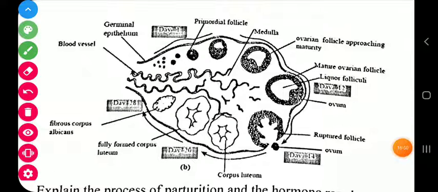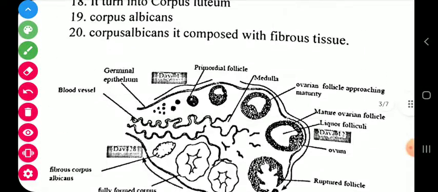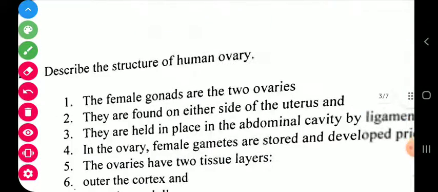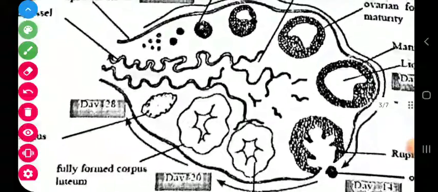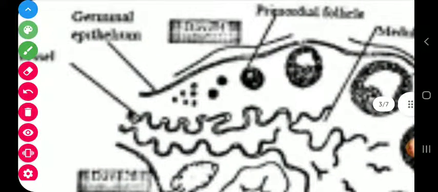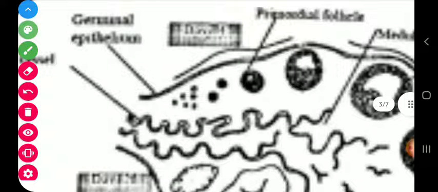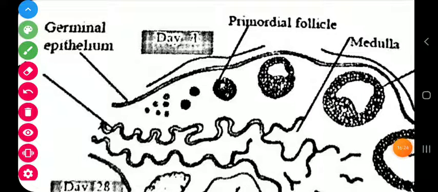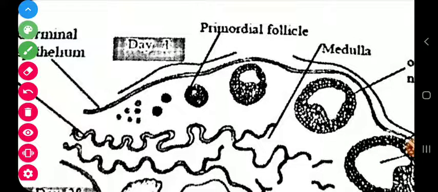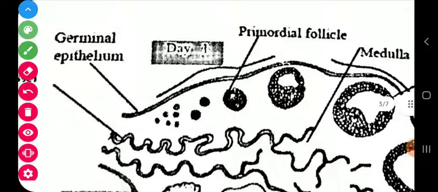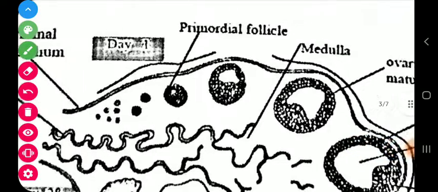I'll show you through the structure of the ovary. So the question is, describe the structure of the human ovary. So let's see. I'll zoom it in to identify all the locations precisely. You can see the germinal epithelium here. Then you can see the primordial follicle. Observe very carefully the germinal epithelium. We have the primordial follicle. We have the medulla region.